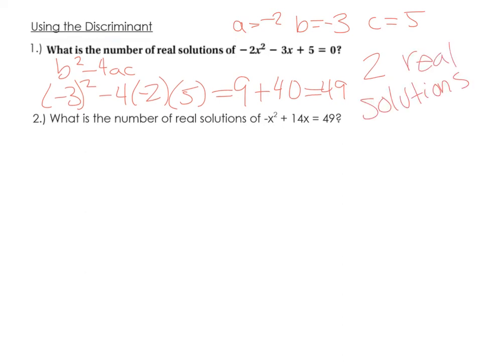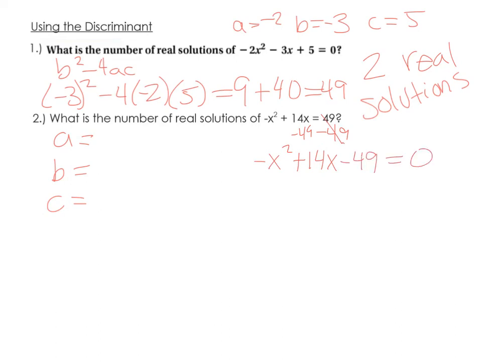Okay, for the second example, what is the number of real solutions of negative x squared plus 14x equals 49? So we need to figure out what a, b, and c are. In order to do that, the quadratic equation has to be in standard form, which means we're going to have to take the 49 and move it to the opposite side. So we will subtract 49 from both sides, and we end up with negative x squared plus 14x minus 49 equals 0.